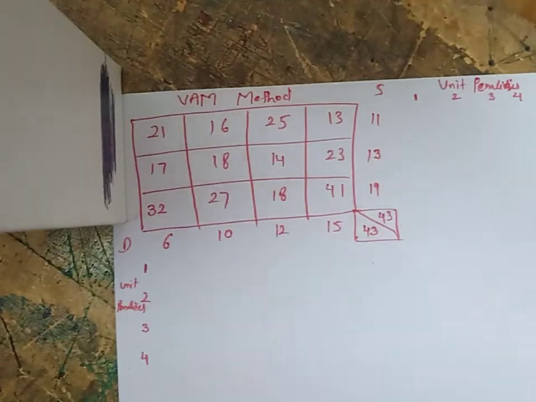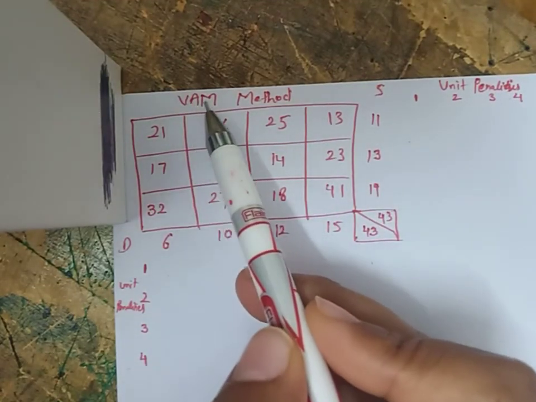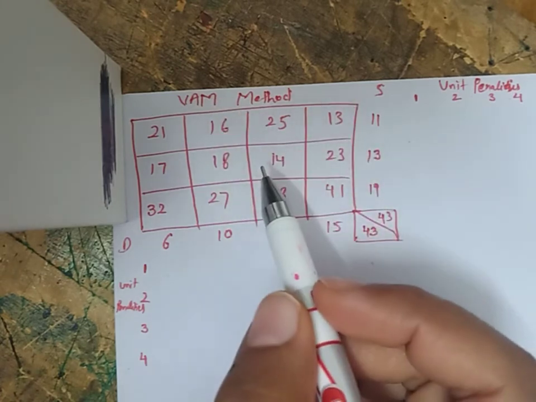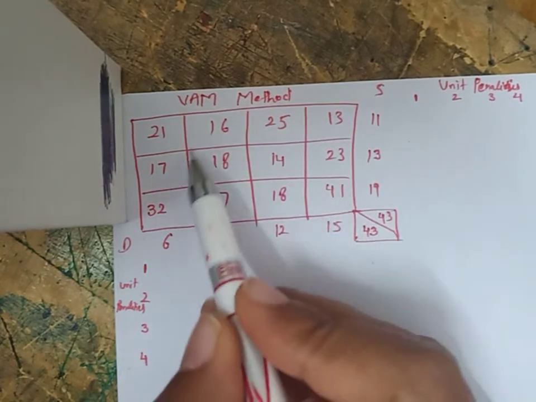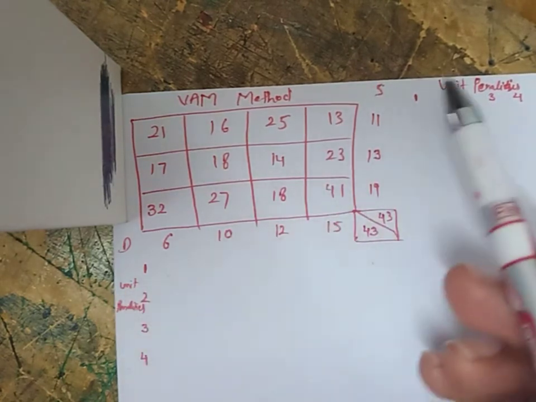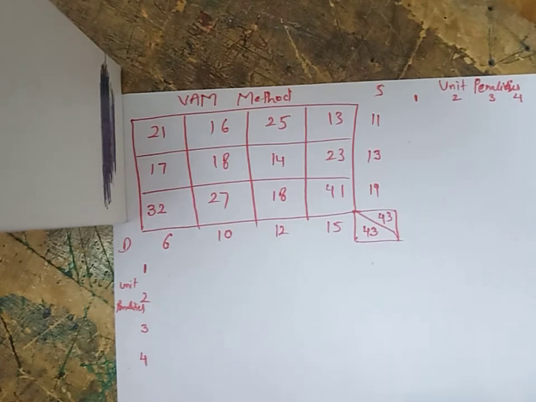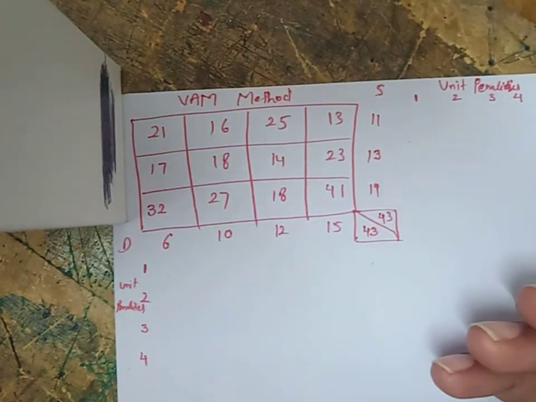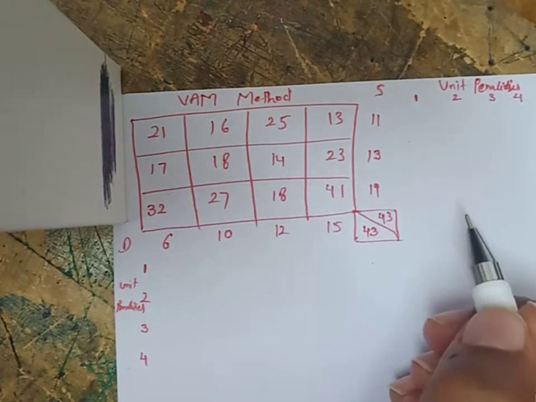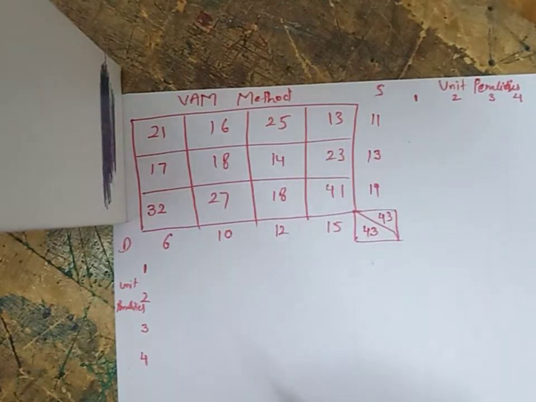Next topic is VAM method. VAM means Vogel's approximation method. Under this method, allotment is made on the basis of unit penalties, which are calculated both row wise and column wise. What are unit penalties?